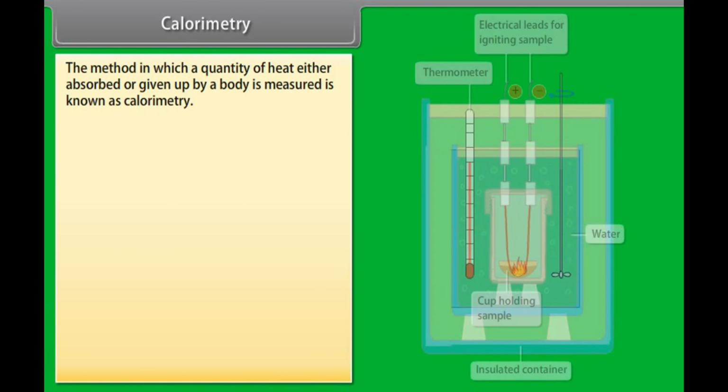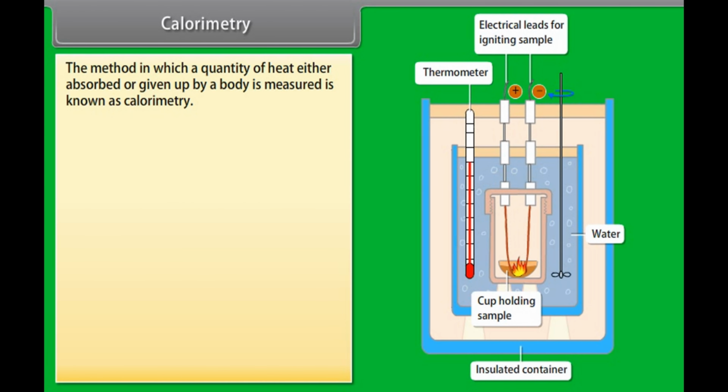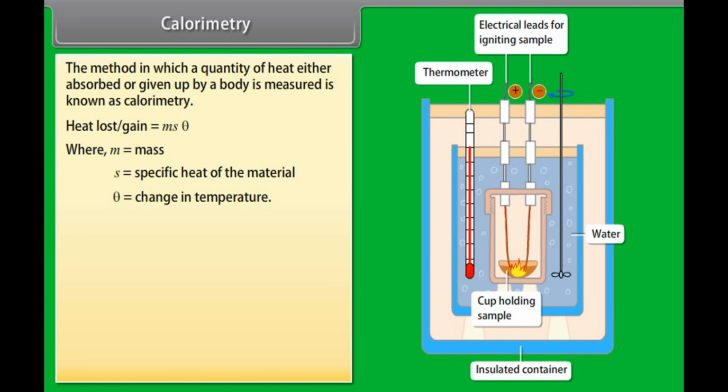Calorimetry. The method in which a quantity of heat either absorbed or given up by a body is measured is known as calorimetry. Heat loss or gain is equal to m s theta, where m is mass, s is the specific heat of the material, and theta is the change in temperature.